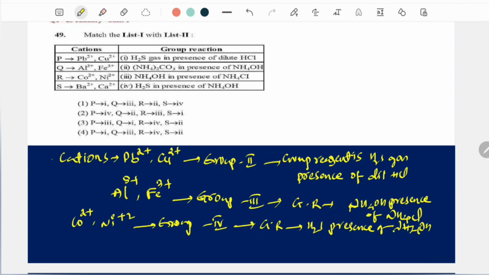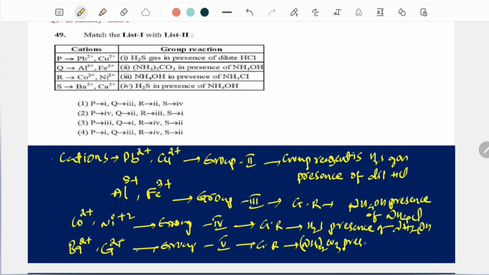Now coming to barium plus 2 and calcium plus 2. It is related to group 5th. The group reagent is ammonium carbonate in presence of ammonium hydroxide.